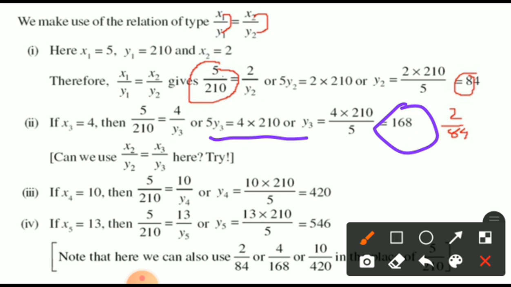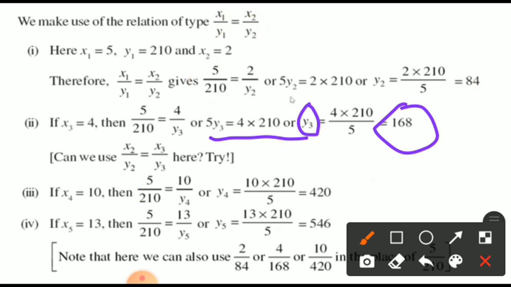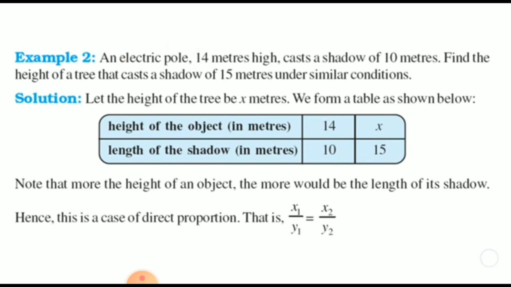और आगे जाएंगे बेटा तो y3 को लेफ्ट साइड रखेंगे. This 5 has to divide by signs. Yes, 168. Same way for third example, answer is 420. Last but not least, fourth one. Yes, my dear students, y5 13 and x5 is equal to 13. That time y5 is equal to that much.